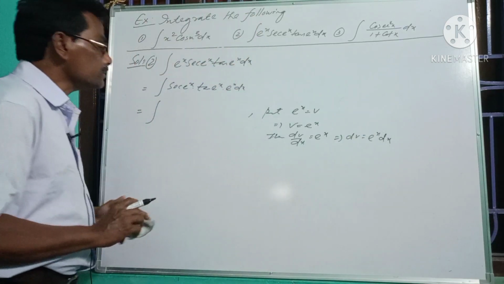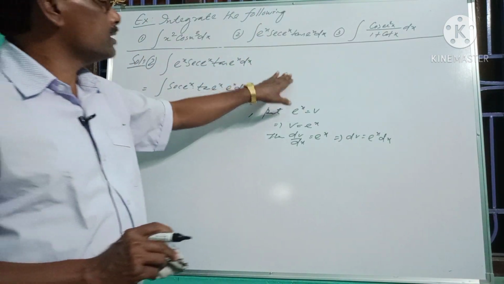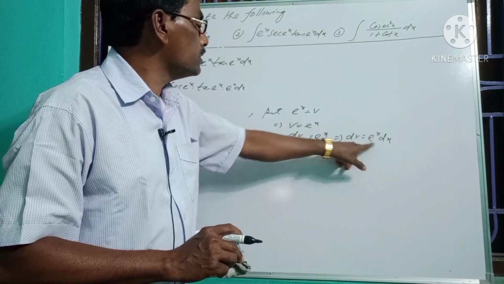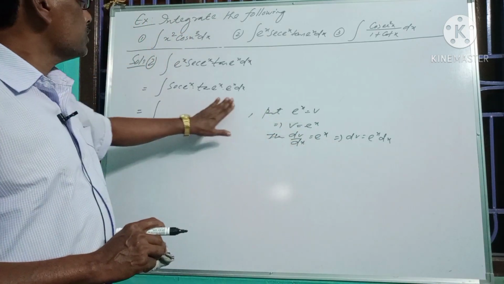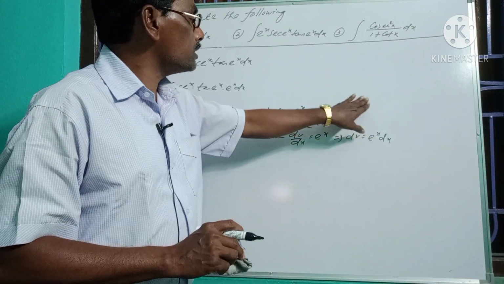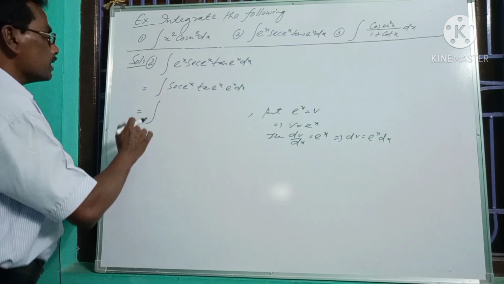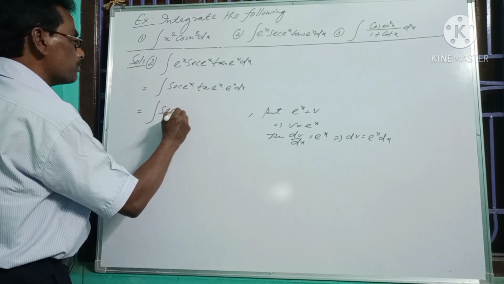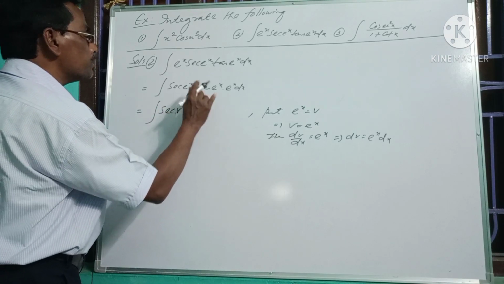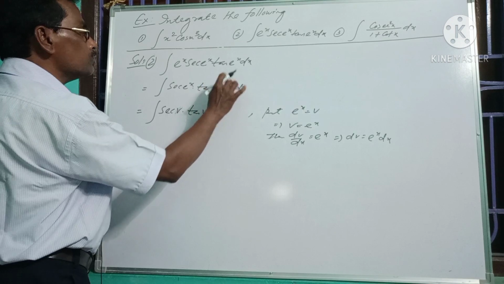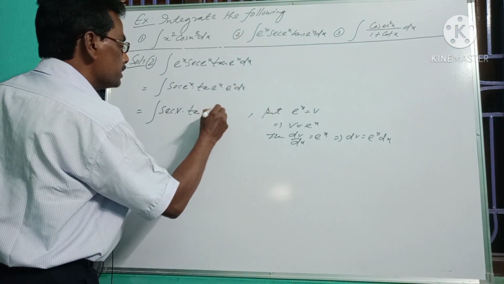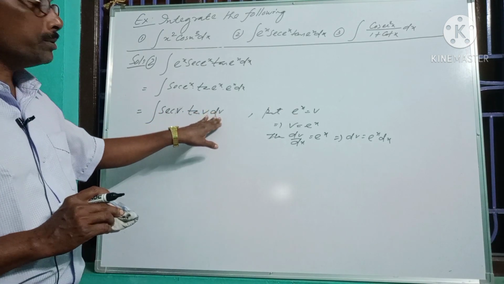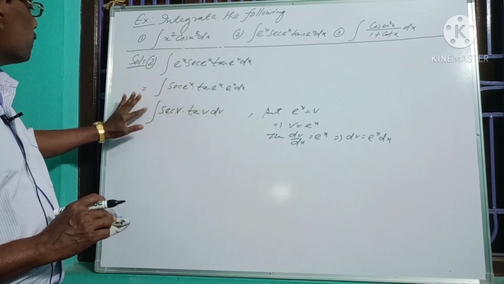Now see, after substitution and differentiation we have dv is equal to e to the power x dx, that is, e to the power x dx is equal to dv. Now replacing e to the power x as v and e to the power x dx as dv, in the integral we have integration of sec of v into tan of e to the power x, which becomes tan of v, and in place of e to the power x dx we have dv. So we got integration of sec v into tan v with respect to v. So now we have reached the standard form.